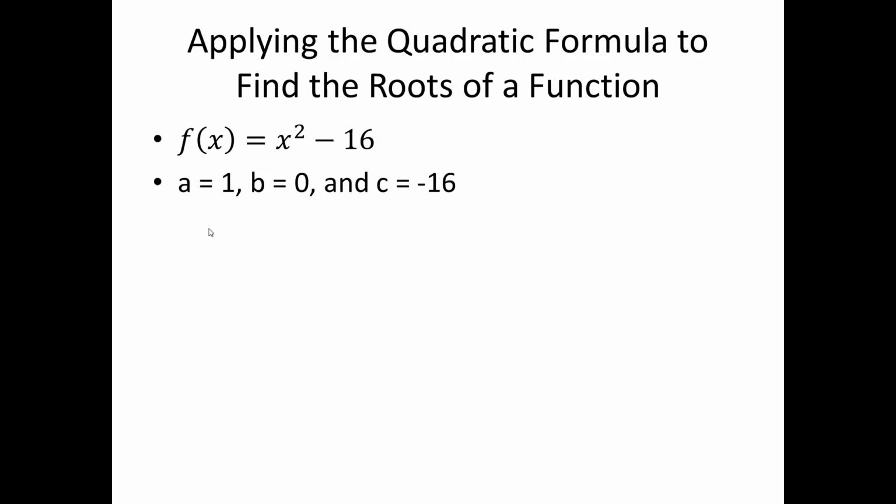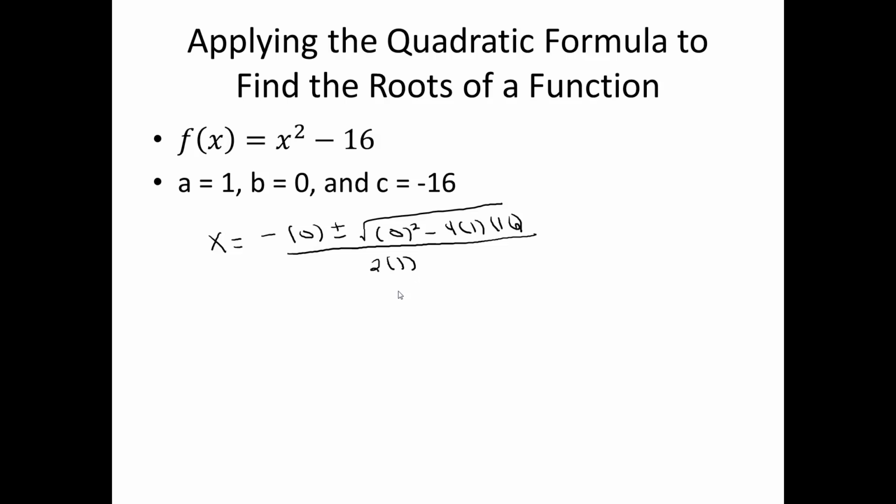So we'll start off by just plugging in, x equals negative b, so negative 0, plus or minus the square root of b squared, or 0 squared, minus 4 times a, or 1, times c, which is negative 16. And that is all over 2 times a, so in this case, 2 times 1. Now once you get it there, you just start simplifying. And you see we have these zeros here. Negative 0 is nothing, so I don't have to worry about rewriting that.